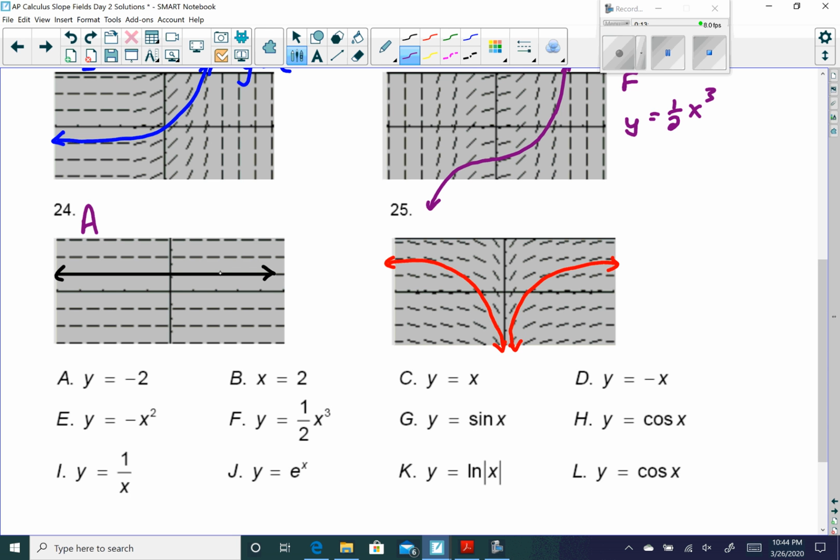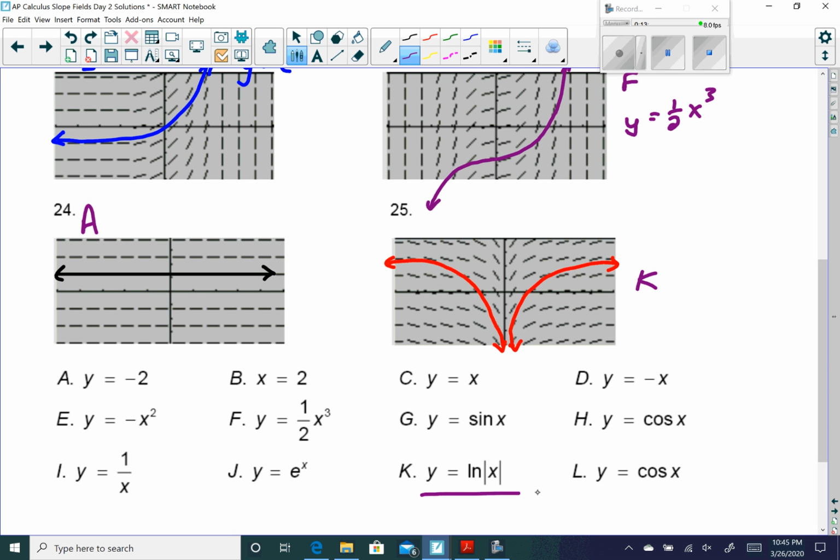And I just have a horizontal line drawn in anywhere, but again, y equals -2 would fit in there. All right, now for 25, it's very similar to y equals e to the x, but this is actually the inverse. So we're looking at y equals the natural log of x. But we know we can't take the natural log of a negative number. So if you notice, it does have the absolute values. So k is the correct answer for 25.